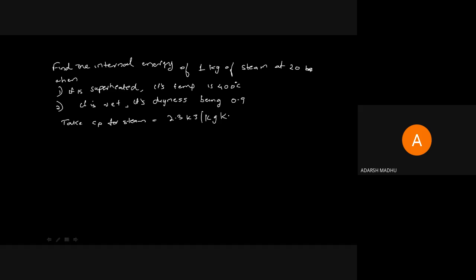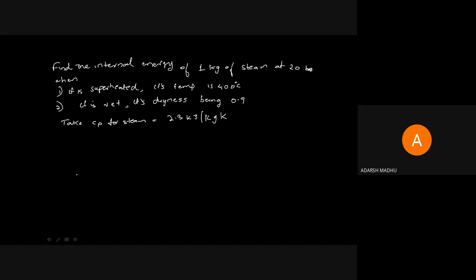Okay. So you want to find the internal energy of 1 kilogram of steam in two conditions. First one is if it is superheated. It is superheated condition. Temperature is 400 degrees Celsius. Second one, it is wet and the dryness fraction will be 0.9. The same problem that we had discussed yesterday. Both problems have so many similarities. So here you also want to find the internal energy in the case of superheated condition, and next one as wet condition, that is saturated condition.